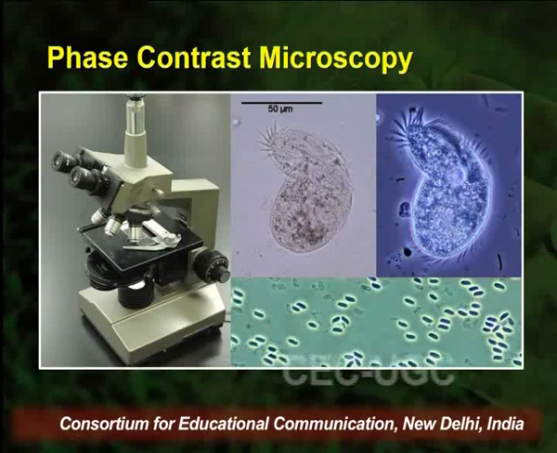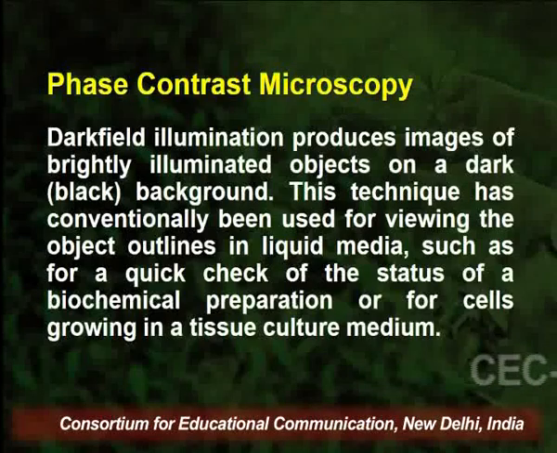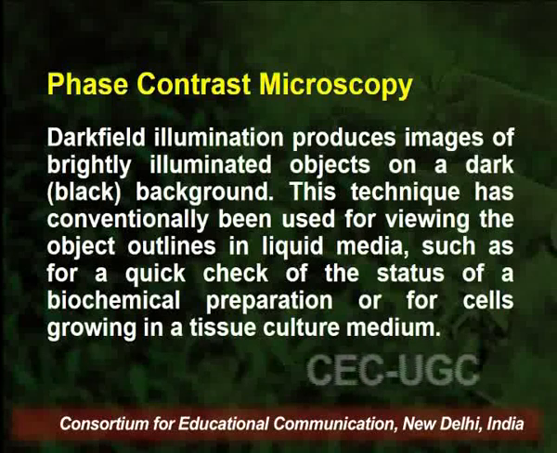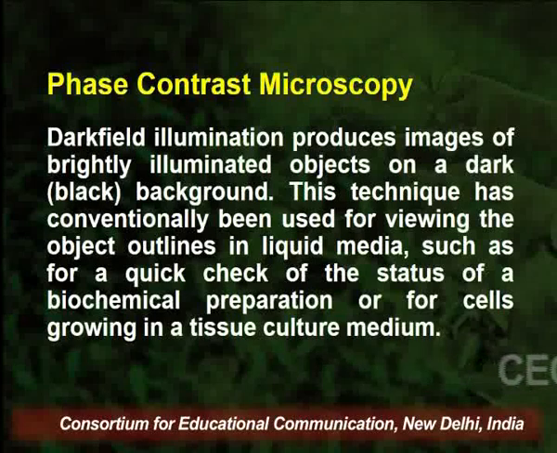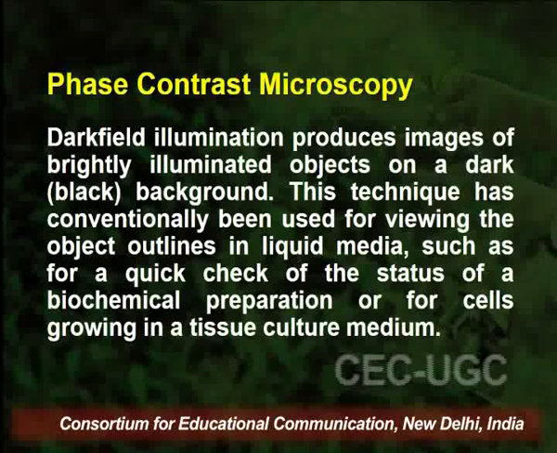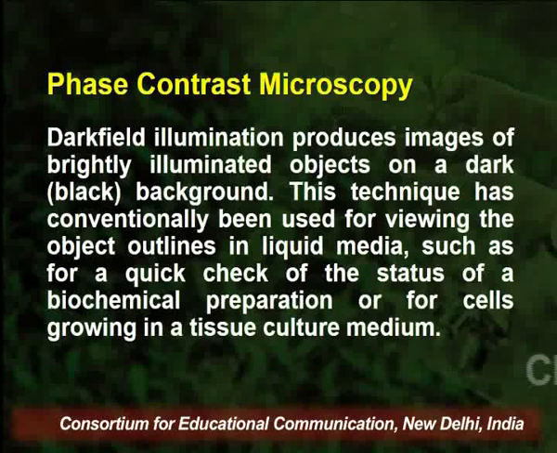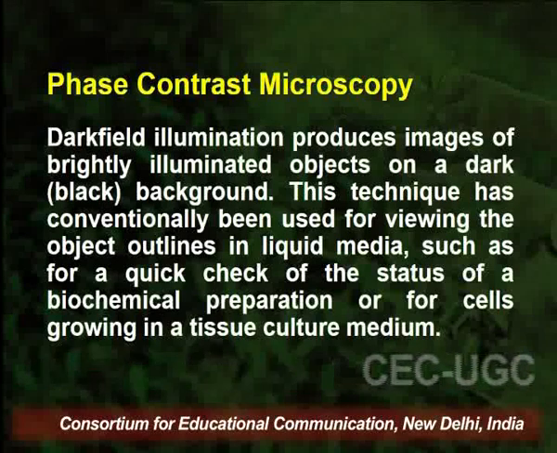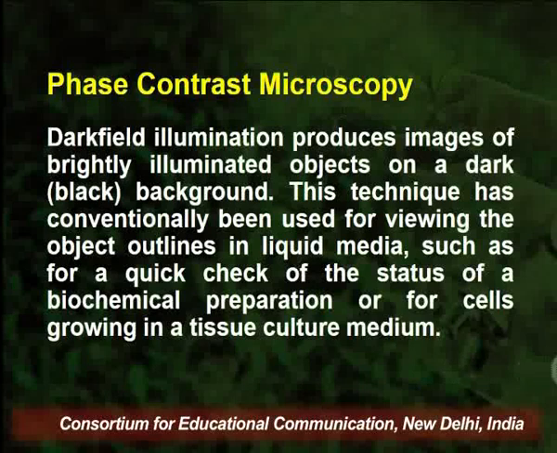So, phase contrast microscopes use dark field illumination. So, what is dark field illumination? Dark field illumination produces an image of brightly illuminated objects on a dark or black background. This technique has conventionally been used for viewing the object outlines in liquid media, such as for a quick check of the status of a biochemical preparation, or for cells growing in a tissue culture medium.